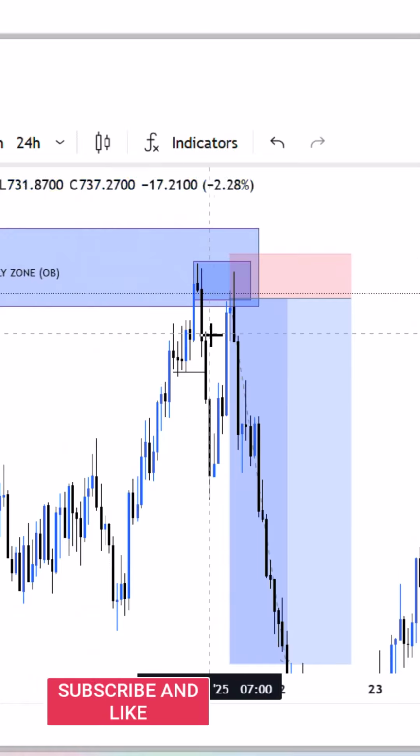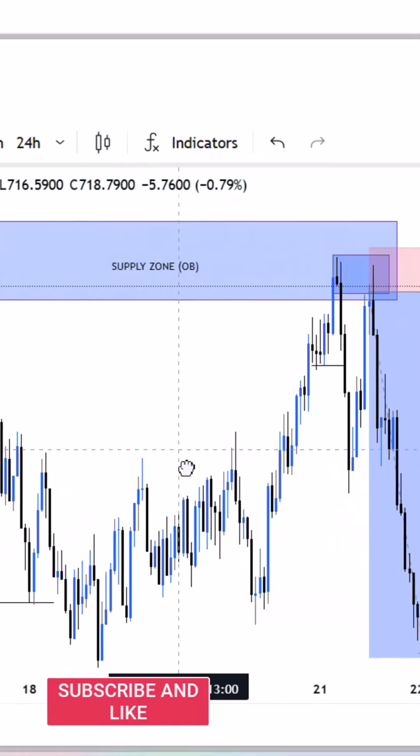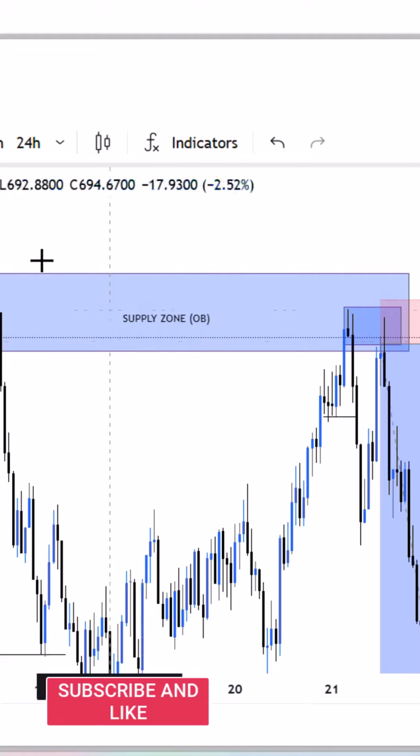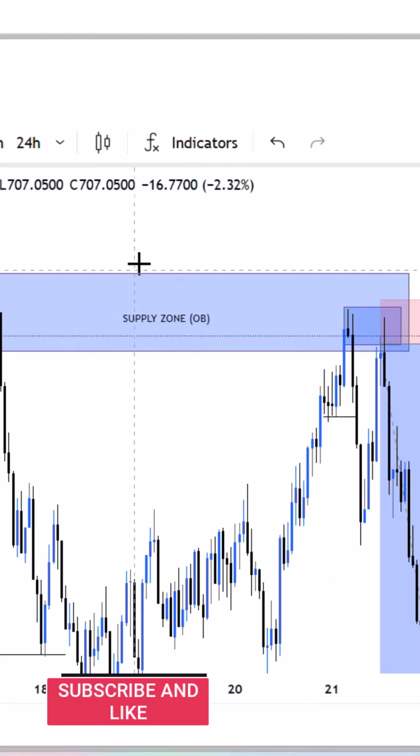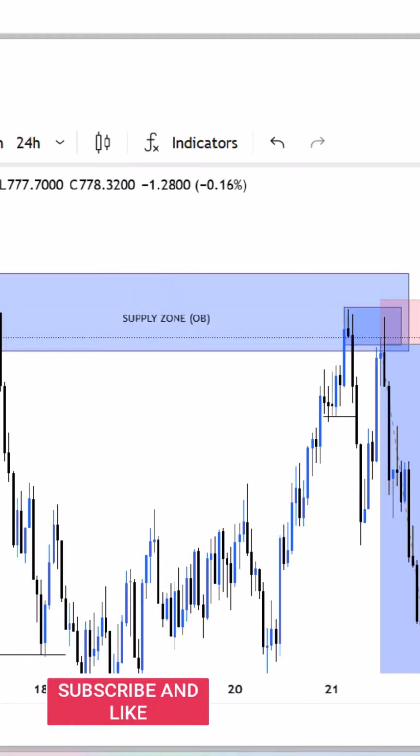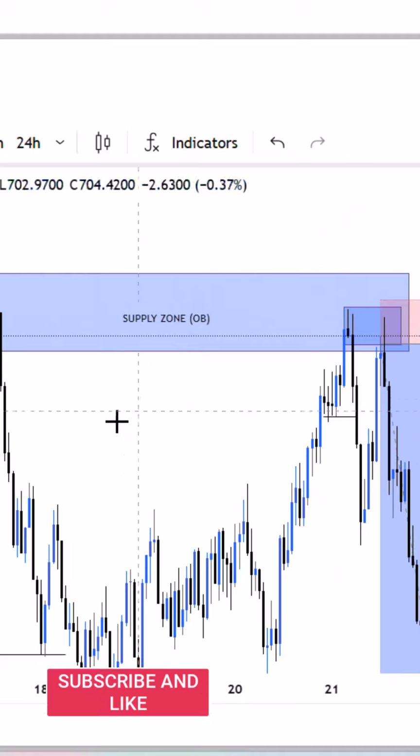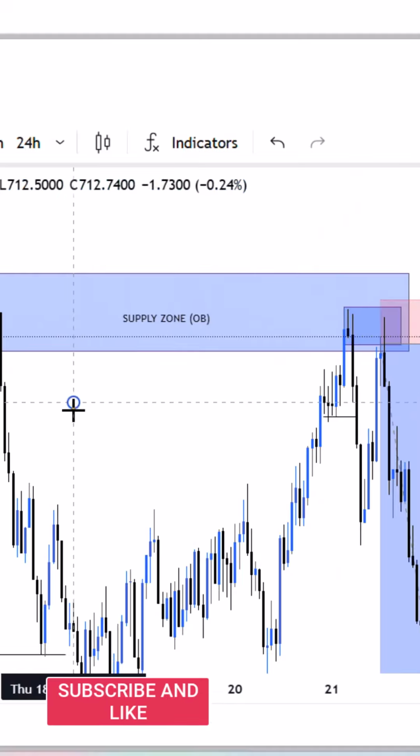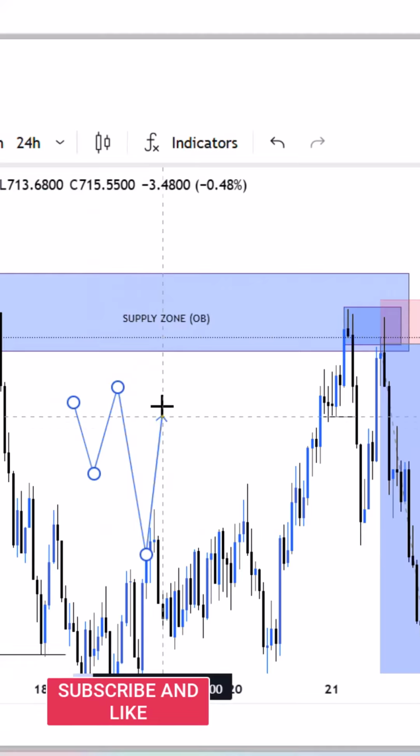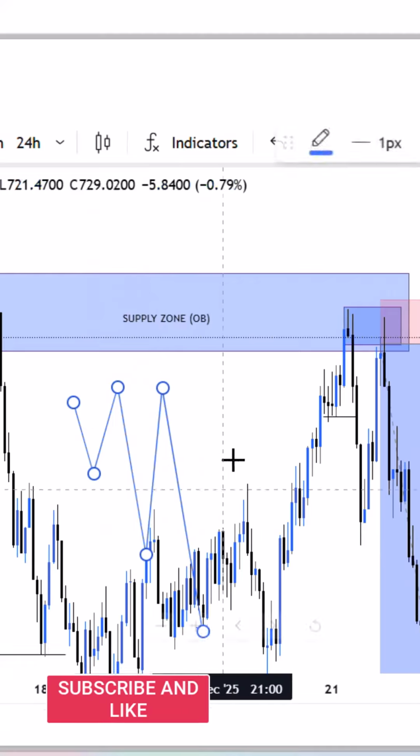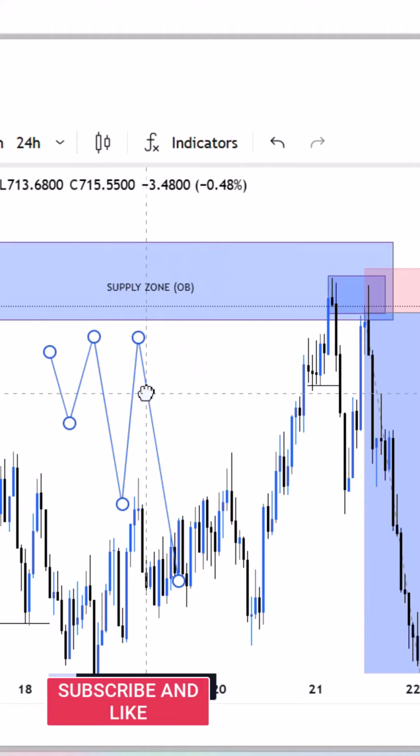After price tapped into our zone, what did we wait for? We looked for our entry criteria. The entry criteria is simply, in a lower time frame, it could be the 10 minutes, 5 minutes, 3 or 1 minute, depending. Price tapped into our zone. So we waited for a break of structure. After the break of structure, we waited for price to tap into our zone, and then we sold off, which is exactly what happened here.